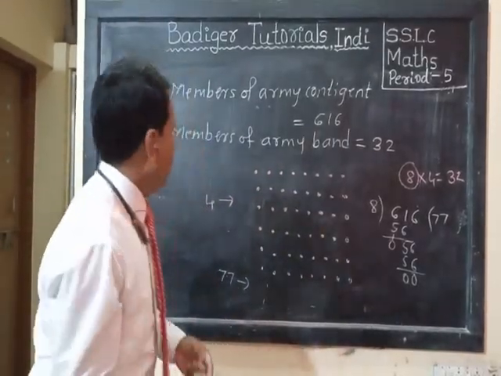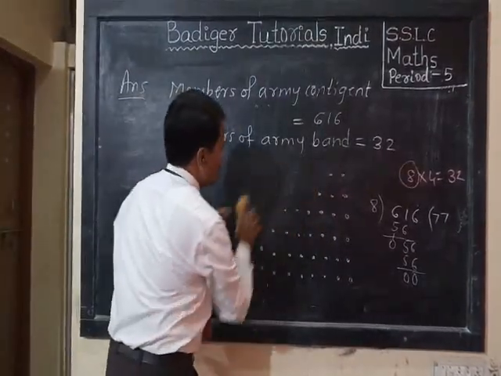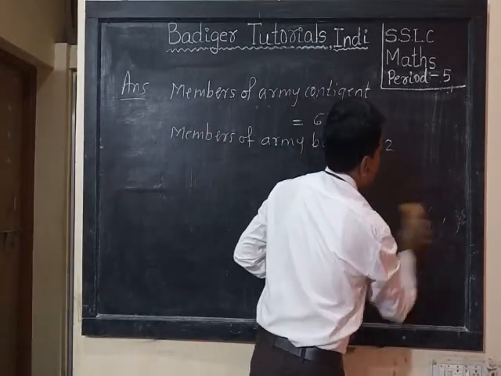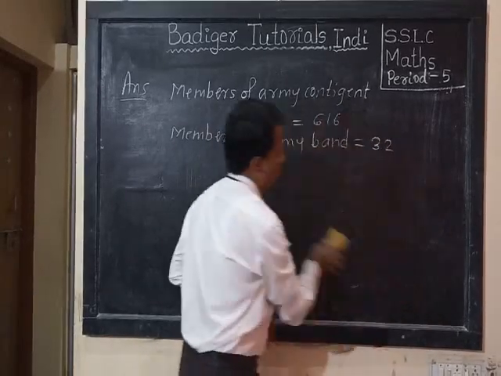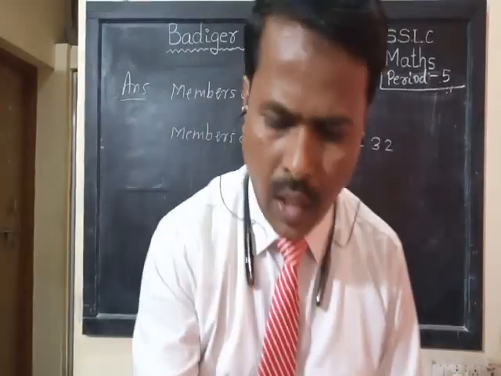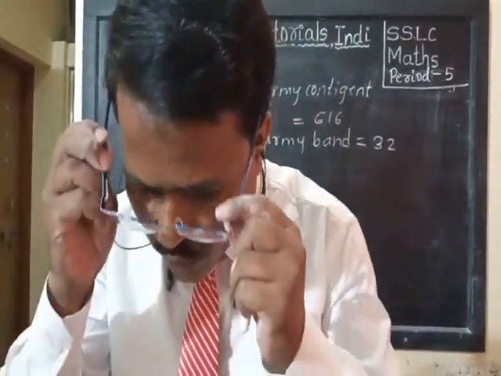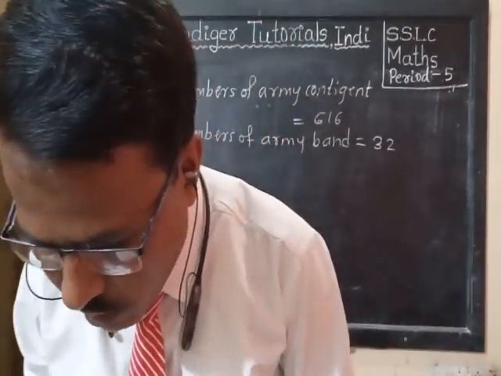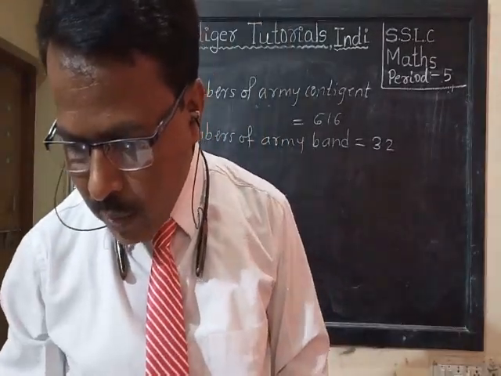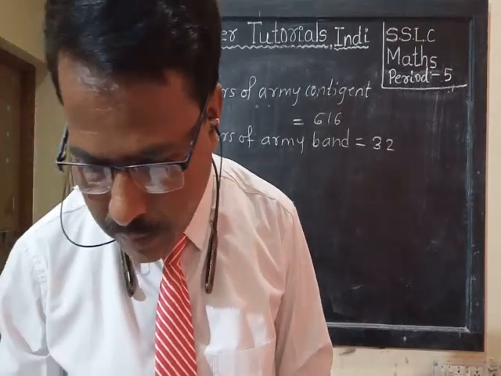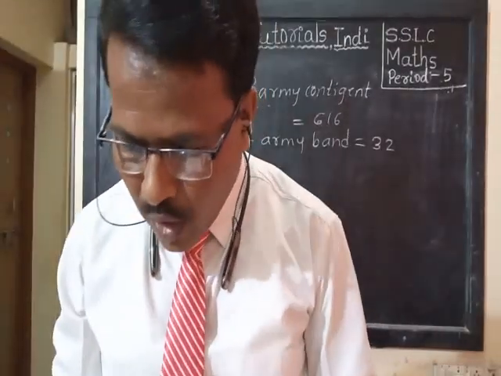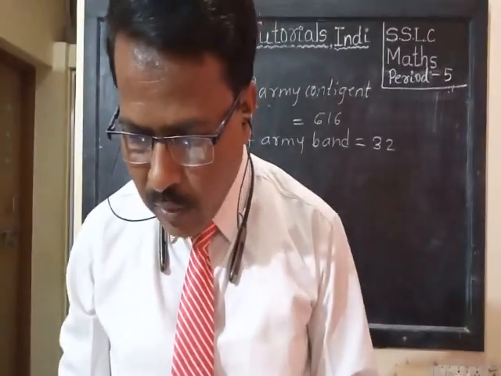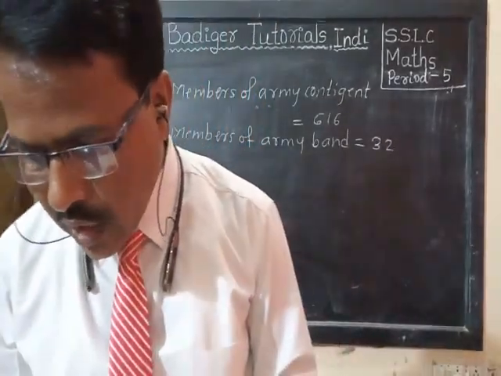So now we shall write the answer. All these dots and discussions are not necessary to write in the exam. Directly we have to write the question. What is the question? Once again I will read the question. An army contingent of 616 members is to march behind an army band of 32 members in a parade. The two groups are to march in the same number of columns. What is the maximum number of columns in which they can march?